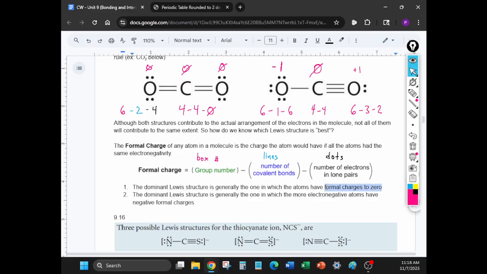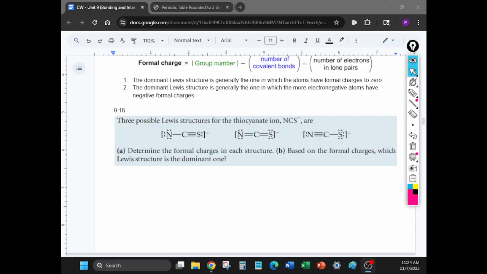Alright, so the dominant Lewis structure, the way to determine it is first, if possible, you want everybody to have a formal charge of 0. So the best structure is one where every element has 0, if possible. However, if it doesn't work, then you want the most electronegative atoms to have the negative formal charges. We'll see a couple examples of this later. All right, so let's start with the molecule on the left.